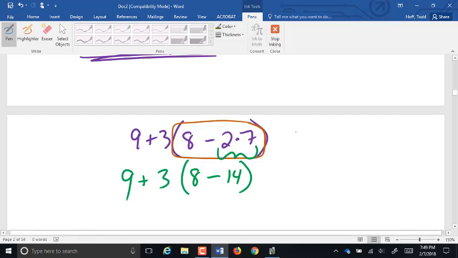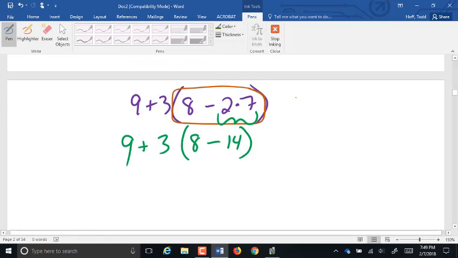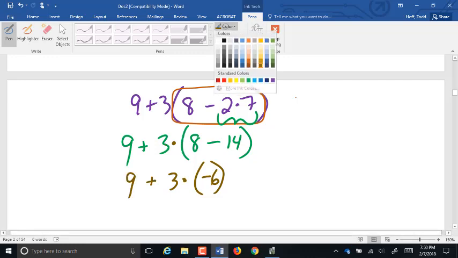Now we're still working inside the parentheses. 8 minus 14 is -6. Now we've reduced what's in the parentheses to a single number. If it were positive, I could take the parentheses out, but I'm going to leave them there because it's a negative number. But notice the 3 was here in front of the parentheses with no operation. What do I have to put in there? Multiplication. That is 3 times -6. And the 9 plus that still stays there.